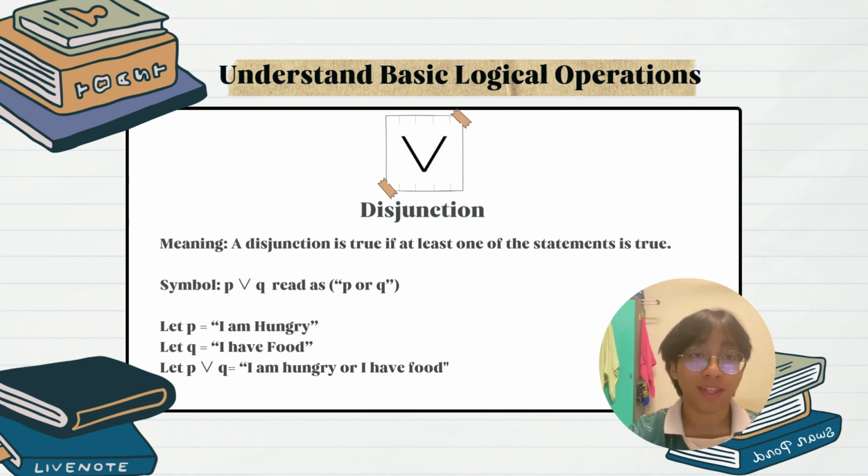Next, we have disjunction, meaning a disjunction is true if at least one of the statements is true. The symbol is P disjunction Q. It is read as P or Q. Let me give you an example. Let P equal I am hungry. Let Q equal I have food. If we let P or Q, it equals I am hungry or I have food.